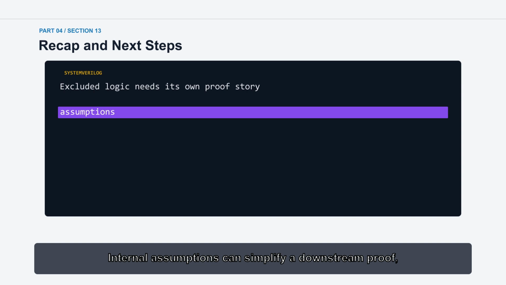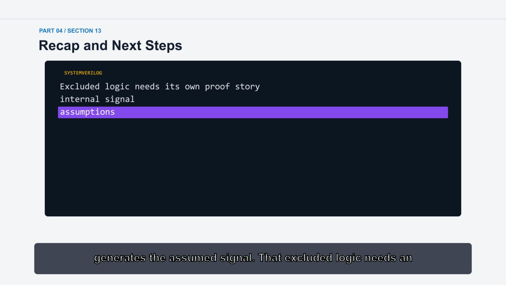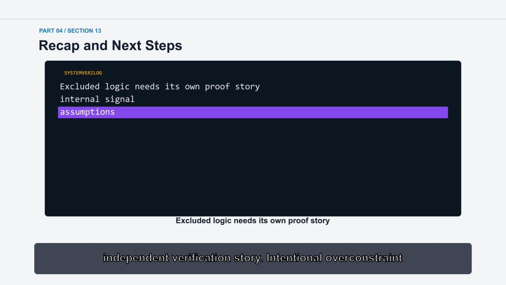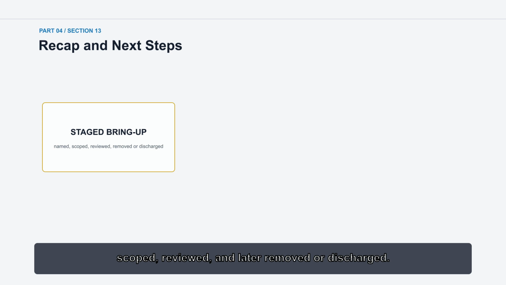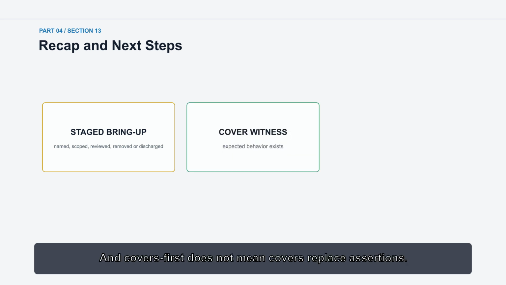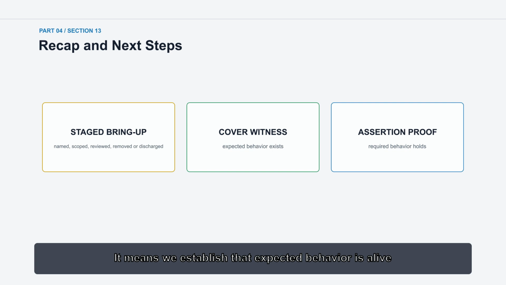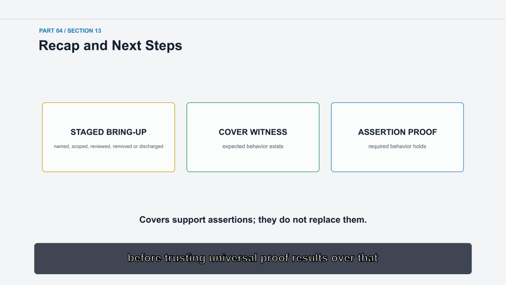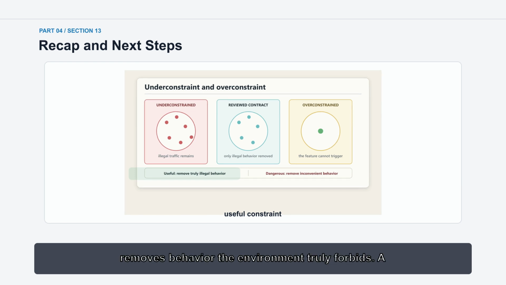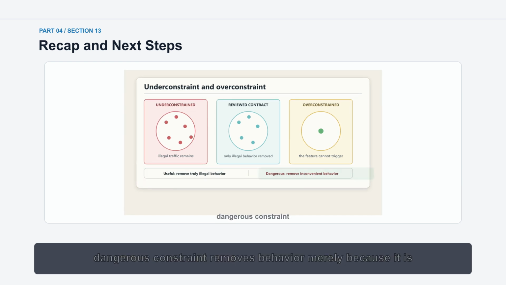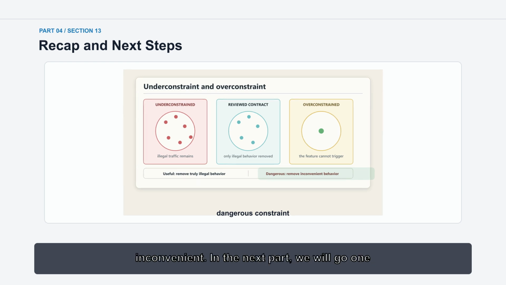Internal assumptions can simplify a downstream proof, but they exclude responsibility for the logic that generates the assumed signal. That excluded logic needs an independent verification story. Intentional overconstraint can help stage bring up when it is named, scoped, reviewed, and later removed or discharged. And covers first does not mean covers replace assertions. It means we establish that expected behavior is alive before trusting universal proof results over that behavior. Here is the one-line rule. A useful constraint removes behavior the environment truly forbids. A dangerous constraint removes behavior merely because it is inconvenient.